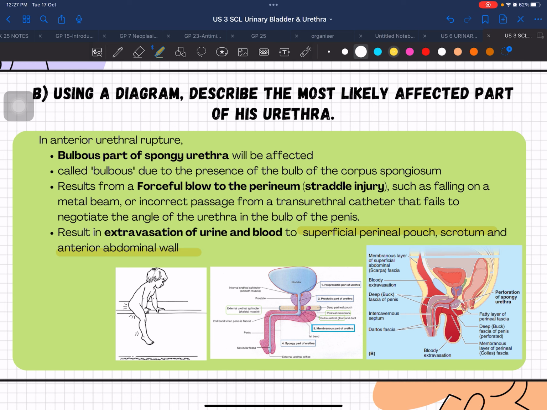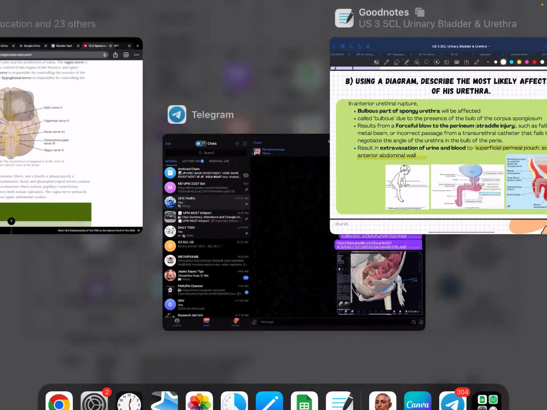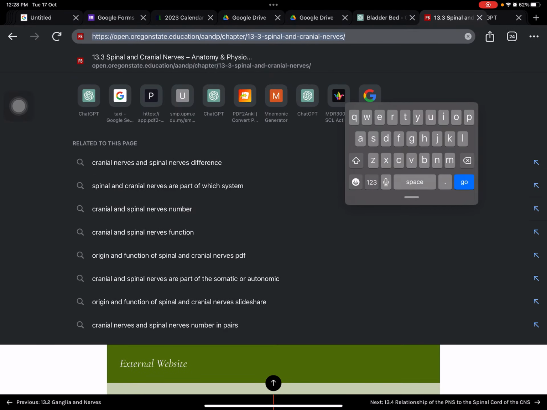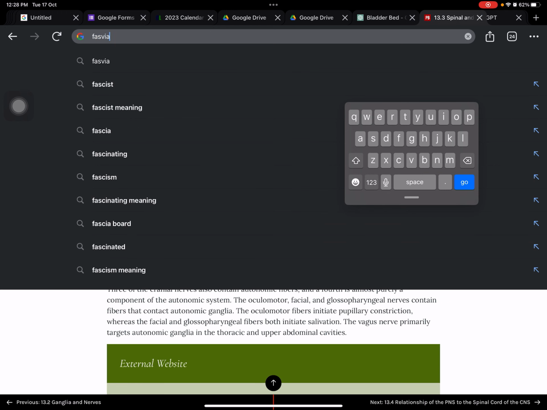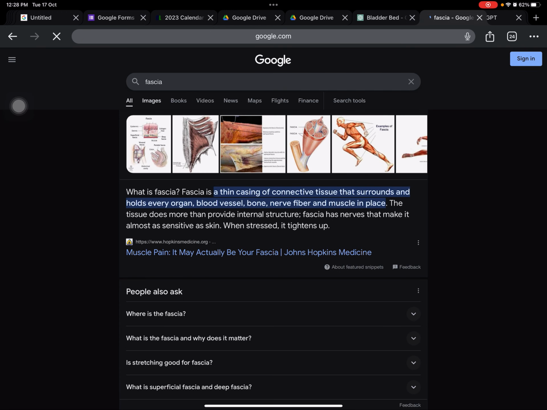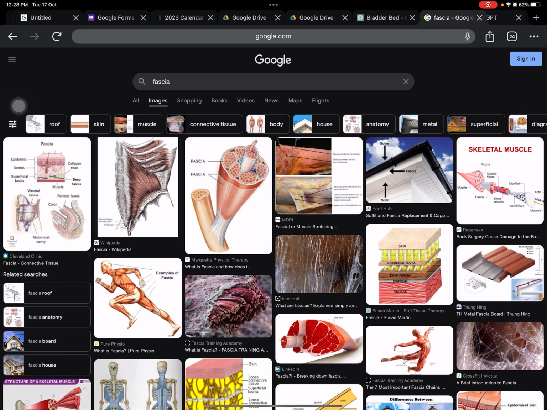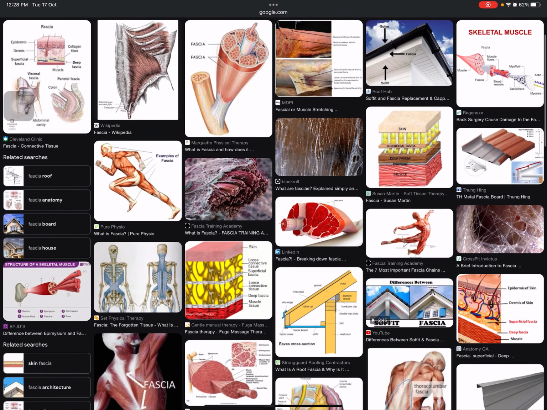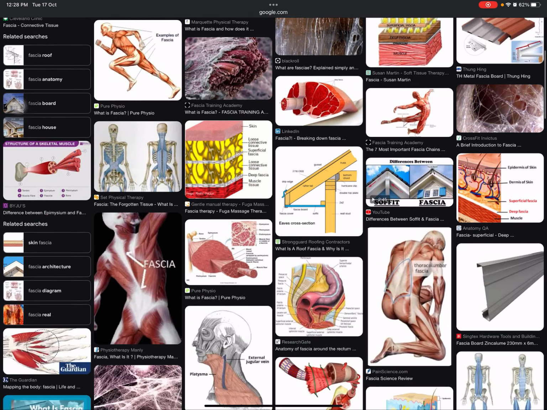So because of this Bart fascia, that's why the urine will be limited in the superficial pouch, slightly up to the anterior wall, and also in the scrotum. Because you need to understand the report first, you need to understand what I'm talking about. Okay, just remember because of the Bart fascia.